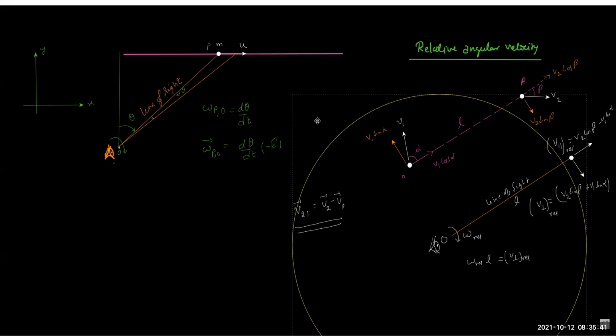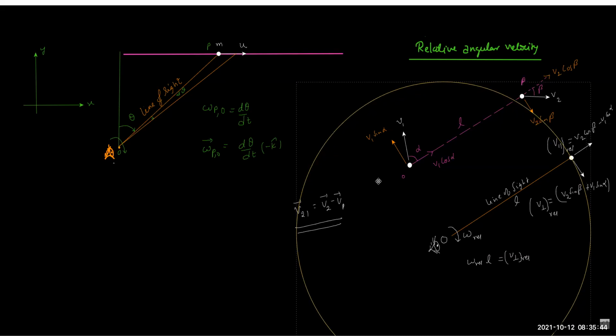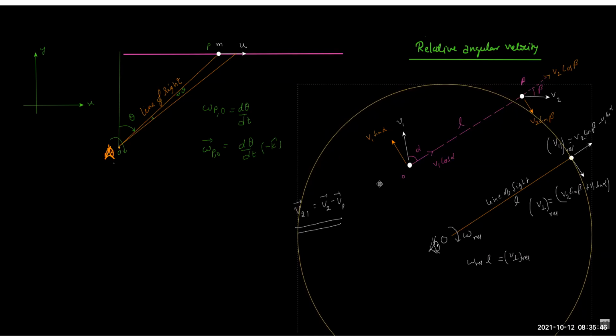So why is omega relative equal to V perpendicular relative over L? How do we define omega? The rate of change of angle, right?